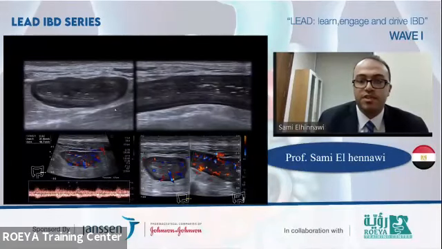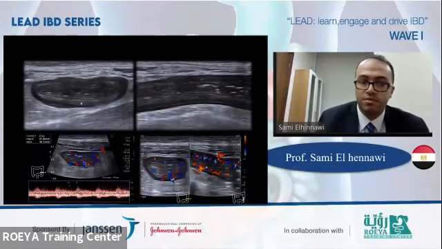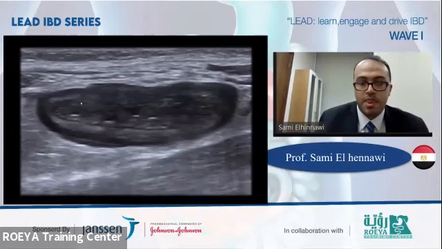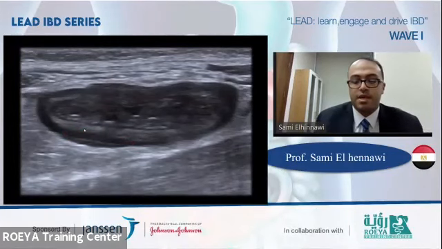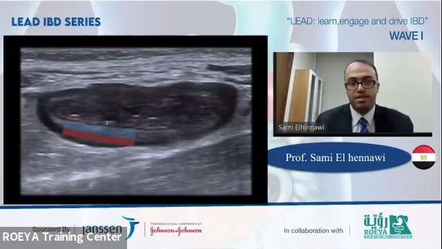Here is a case of ulcerative colitis. The wall is thickened and it's hyperemic. That's the descending colon. Here is the outer muscular layer. That's the submucosa, and that's the mucosa. The mucosa is thickened and irregular due to ulcerations.